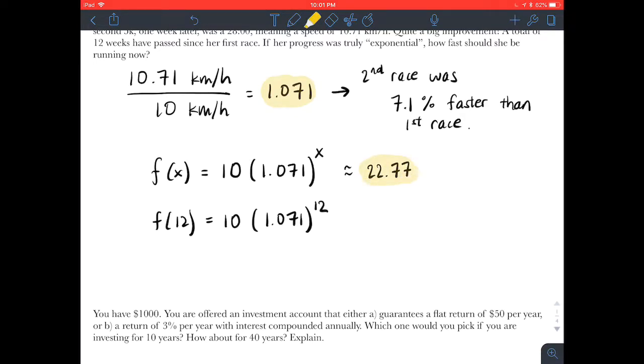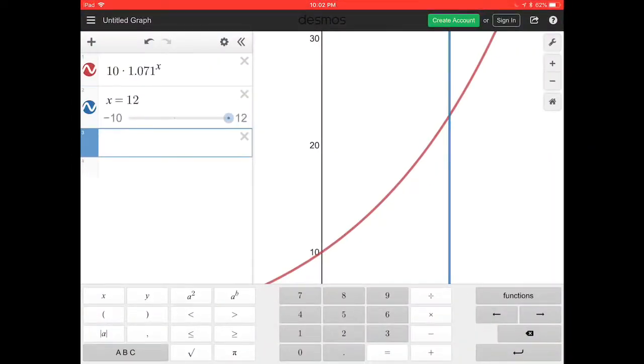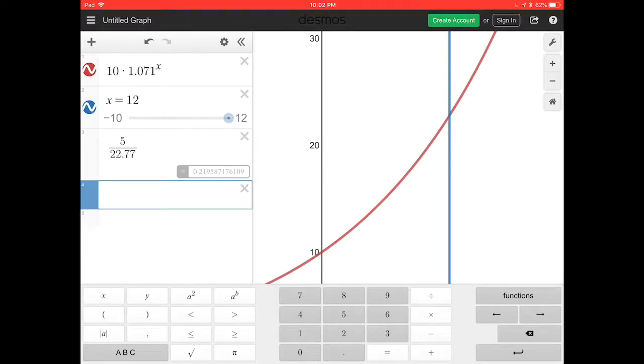Now to convert this into the time that it would take her to run a 5K, we can take the distance 5 kilometers and divide it by the number of kilometers per hour to get the number of hours that she would run 5 kilometers in. So going back here, we could take 5 kilometers and divide it by 22.7. And we get 0.219. So what this is saying is that at that speed, it would take our runner about 0.219 of an hour to run the 5K. So a little more than a fifth of an hour.